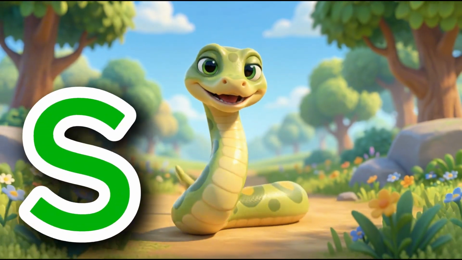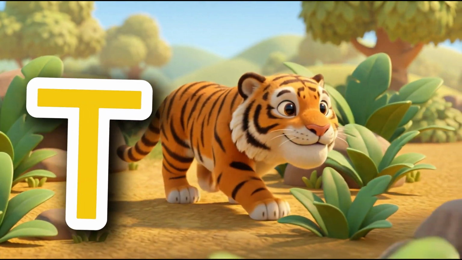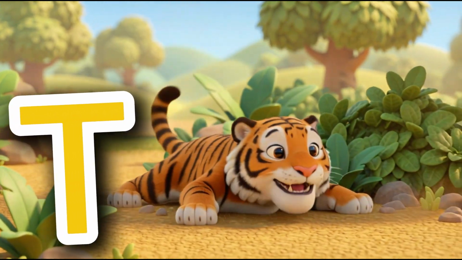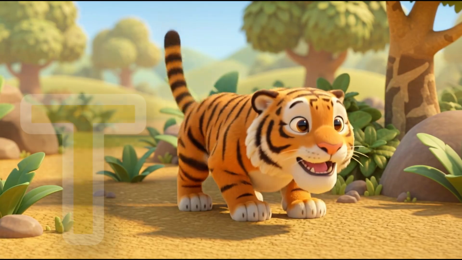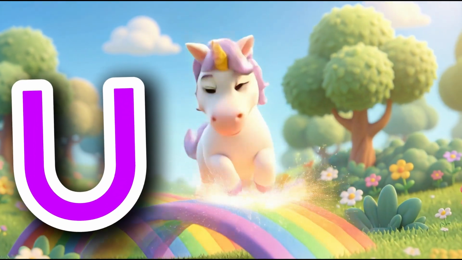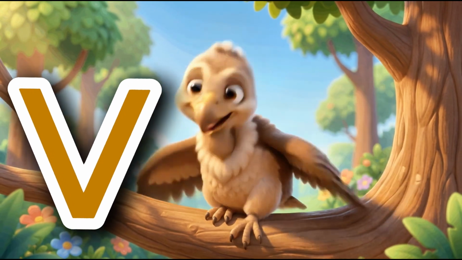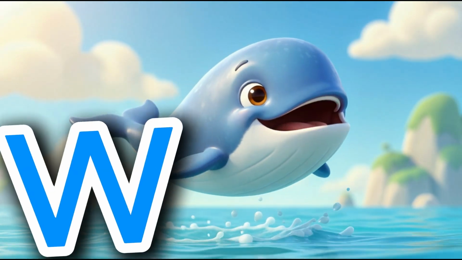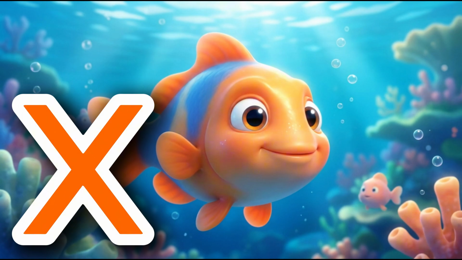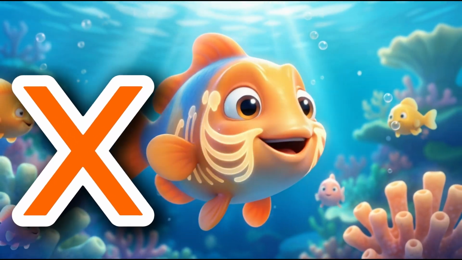S is for snake, T is for tiger, run, run, run. U is for unicorn, magic and bright, V is for vulture, flying in the sky. W is for whale, X is for x-ray fish, look at me!